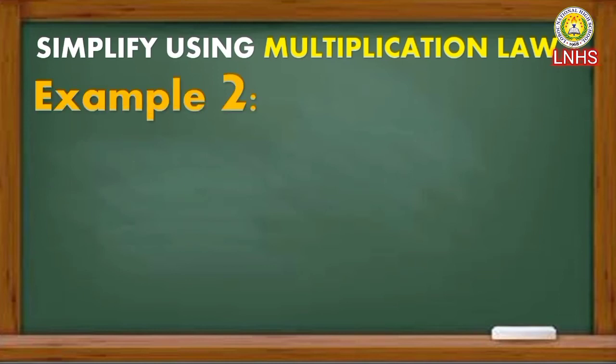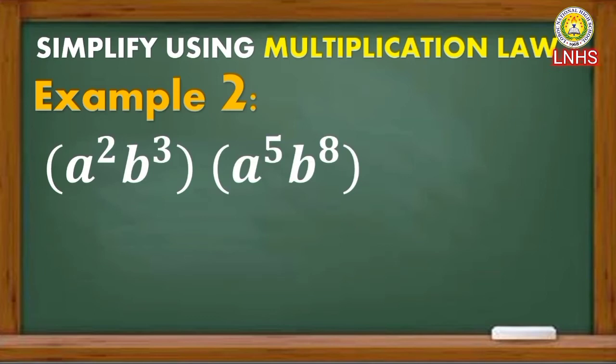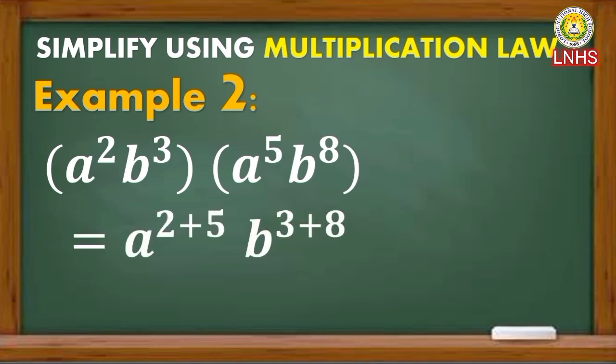Example number 2. a raised to the power of 2 times b raised to the power of 3 multiplied by a raised to the power of 5 times b raised to the power of 8. Again, add the exponents of the common variable. In a, just add 2 and 5, and in b, just add 3 and 8. So the result is a raised to the power of 7 times b raised to the power of 11.